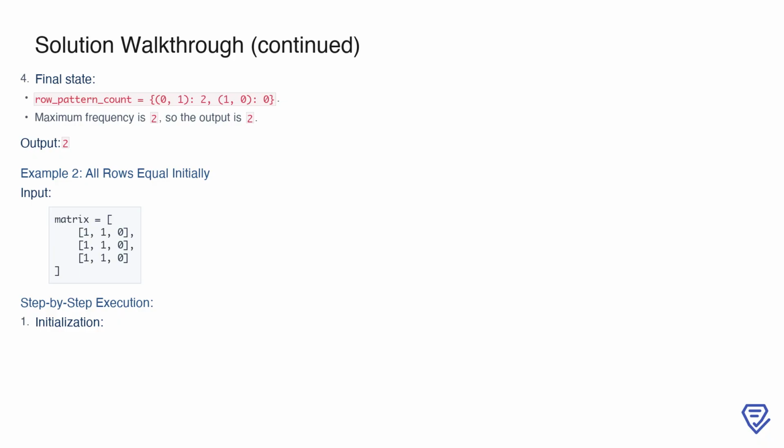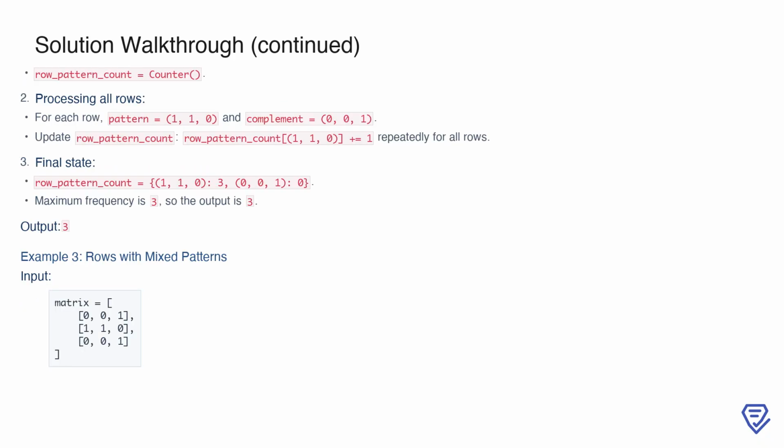Now, let's analyze another case where all the rows are already equal in the input matrix. The matrix here has 3 rows, all of which are 1, 1, 0. In this case, we again start by initializing an empty counter, row_pattern_count. Since all rows are identical, we process each row in the same way.